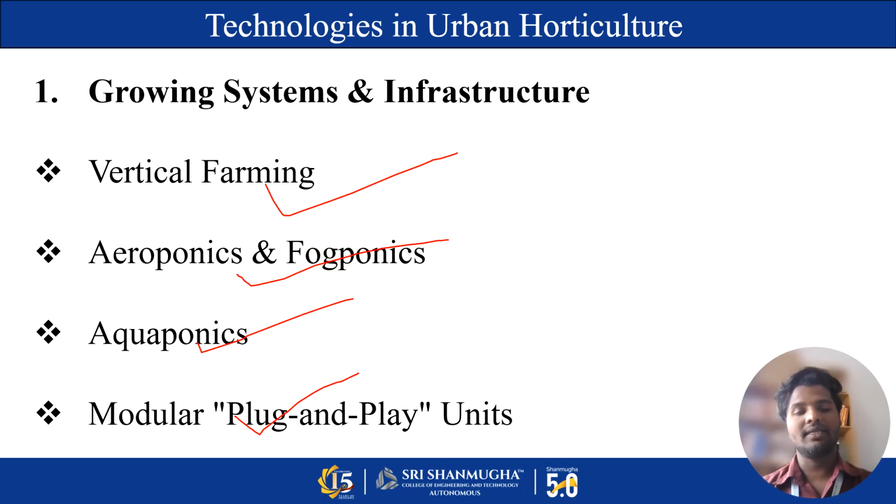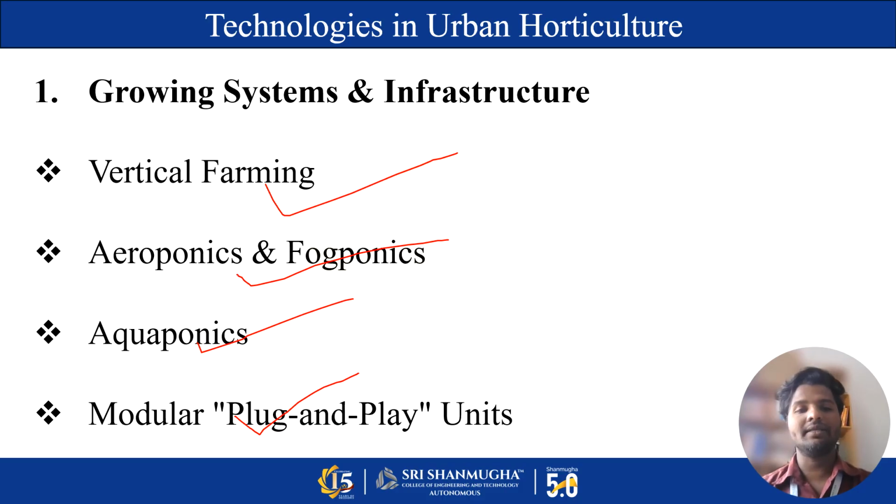The third one is aquaponics. This mimics a natural pond ecosystem. Fish like tilapia produce ammonia-rich waste. Biofilter bacteria convert this into nitrates that feed the plants, which in turn clean the water for the fish. It is an ultimate zero waste protein and vegetable system.